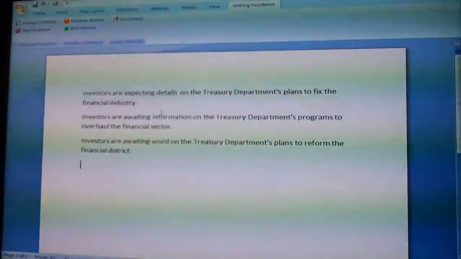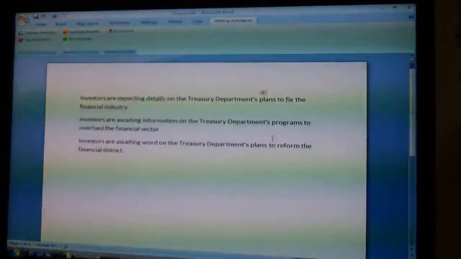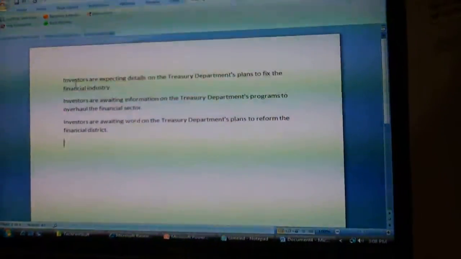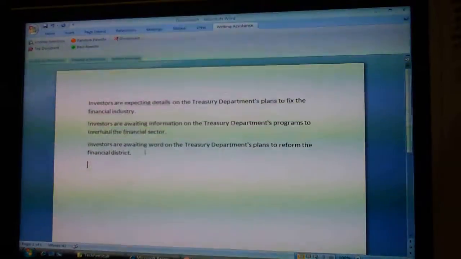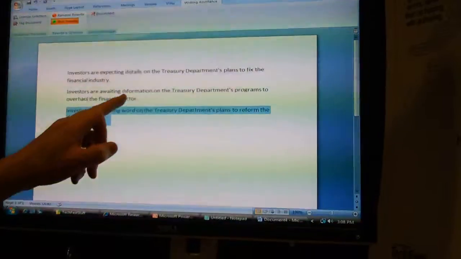Investors are awaiting word. That's kind of nice. On the Treasury Department's plans. Okay, so we've gone back to plans to reform. Okay, overhaul, reform the financial district. We're wrong here, so far one word wrong. Not too shabby. You also see the district going to sector. This is a machine translation style error.